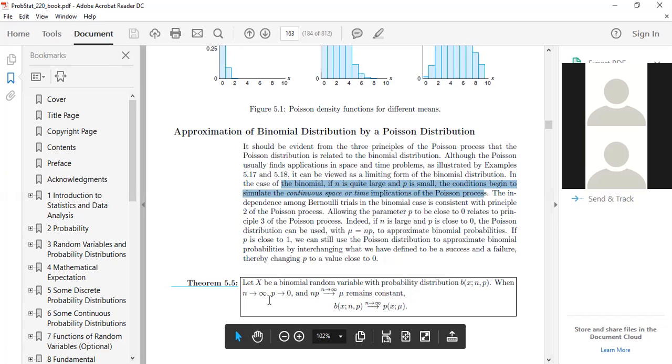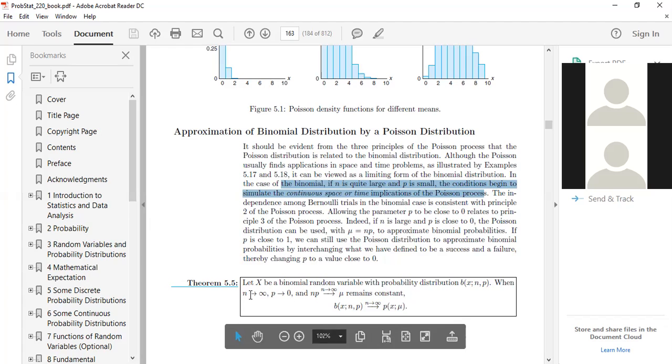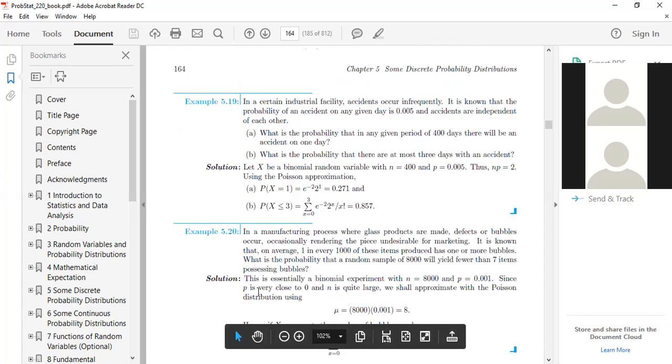Even in that case, we can use the Poisson distribution to approximate the binomial probabilities by interchanging what we have defined to be the success and the failure rate. So it is just an interchange of success and failure rate. Of course, we are not interested in that part. We will be dealing mainly with this one, because once you understand this part, the other part is not that difficult. So n is large enough, p is small enough. Just keep this in mind.